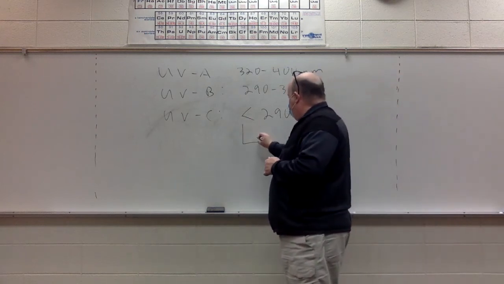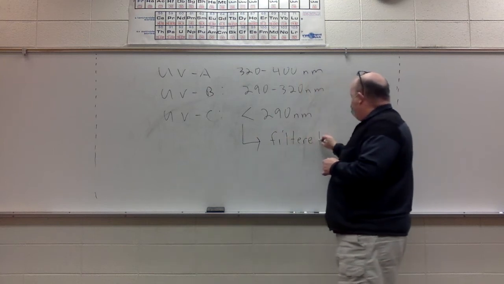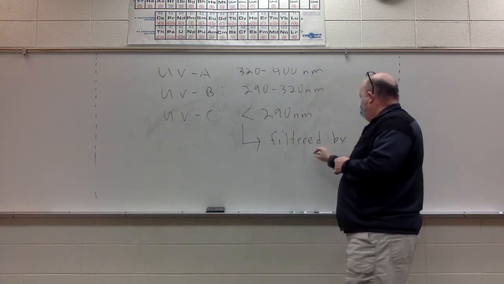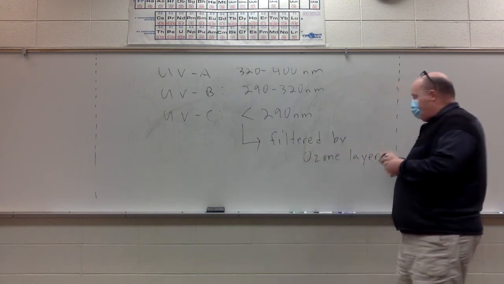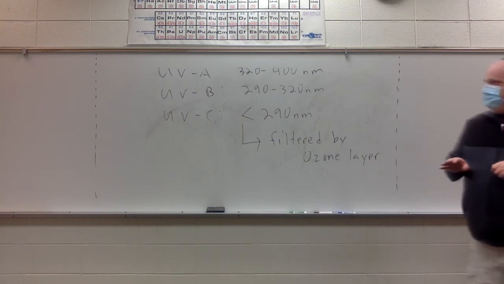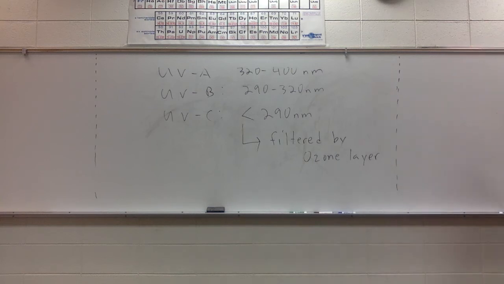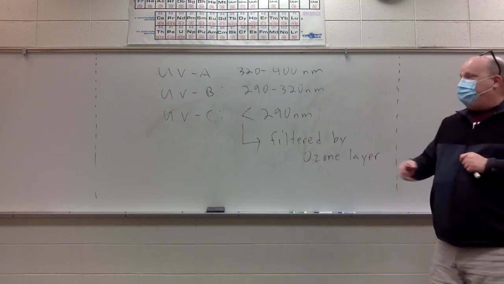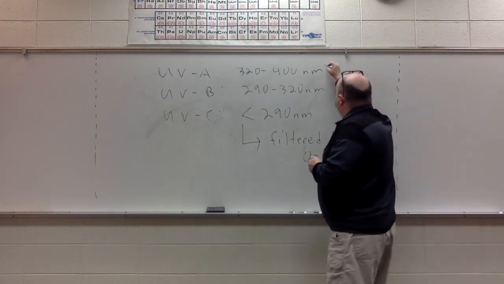However, these are mostly filtered out by the ozone layer. So you can really see the importance of the ozone layer, right? It shields us from the most harmful UV rays of all. But UVA and UVB have more of a tendency to get through because they aren't absorbed by the ozone layer quite as well. So that's where we rely on sunscreens.